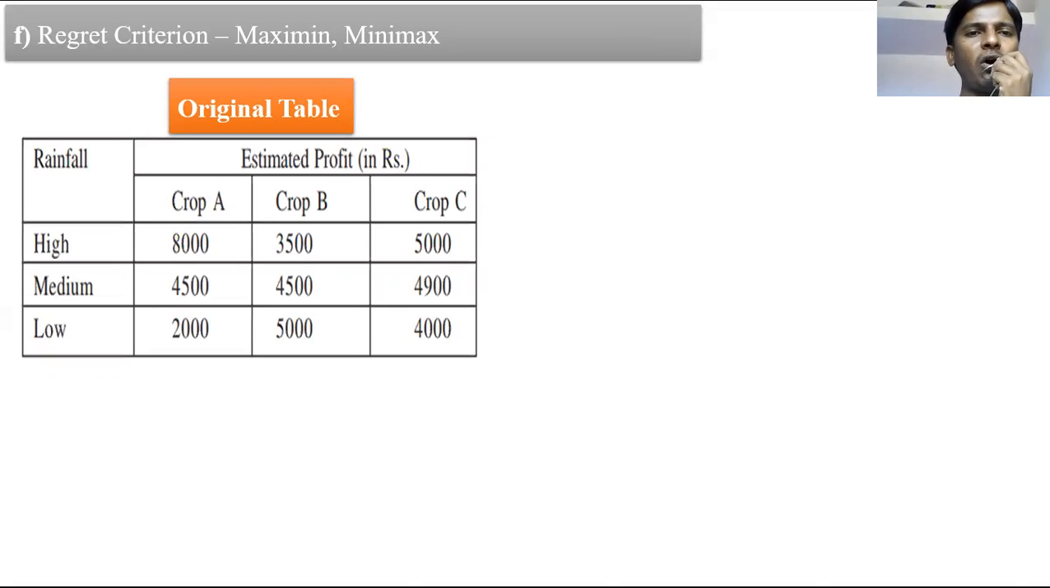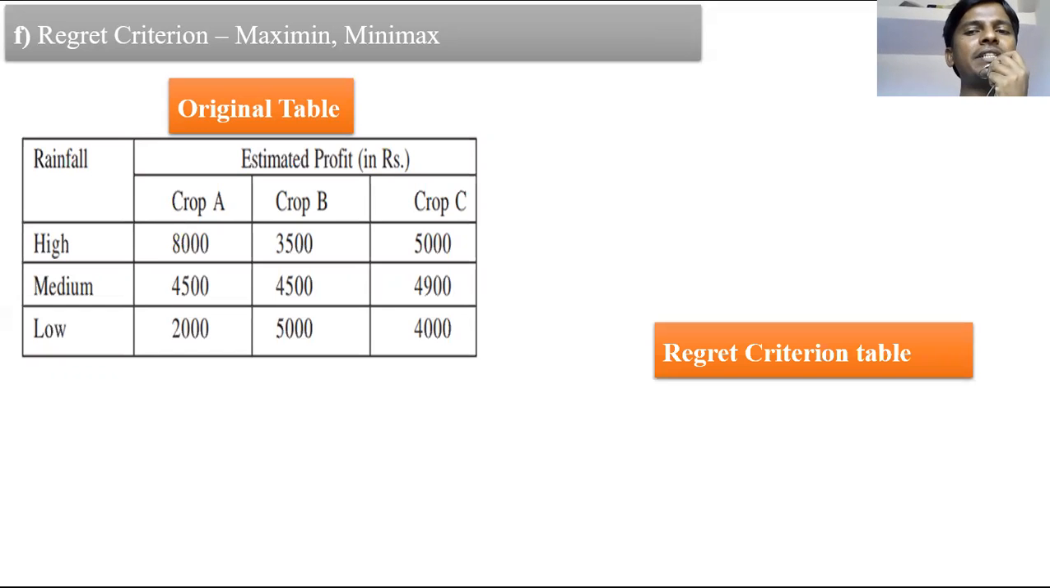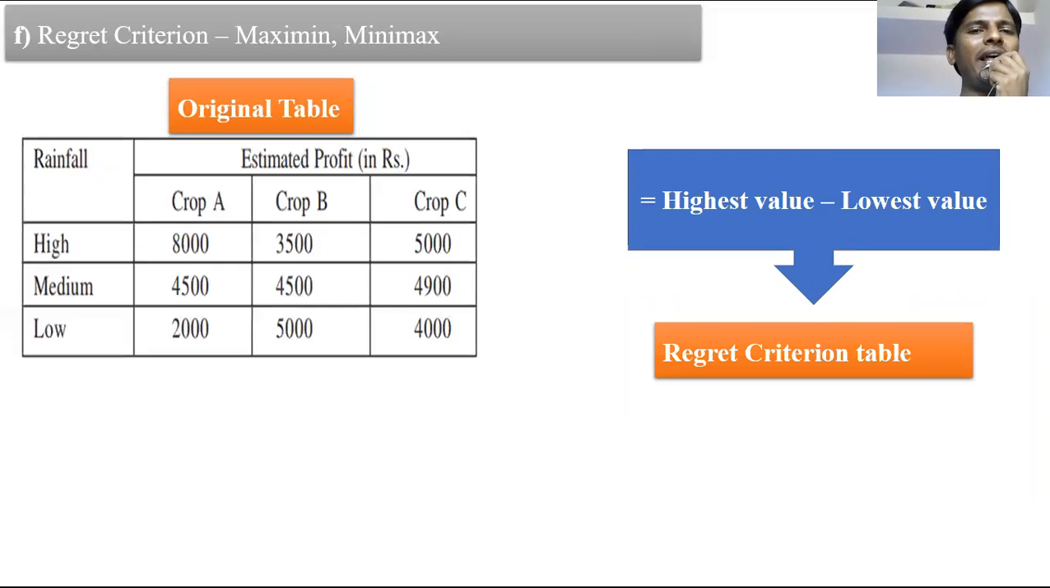This is our original table. On the basis of the original table we need to prepare a regret table. For preparing the regret table, the formula is highest value minus each value. So to calculate the regret values for the first column, which one is the highest value? The highest value is 8000. Then 8000 minus 8000, 8000 minus 4500 and 8000 minus 200. This is how we calculate the regret values of crop A.